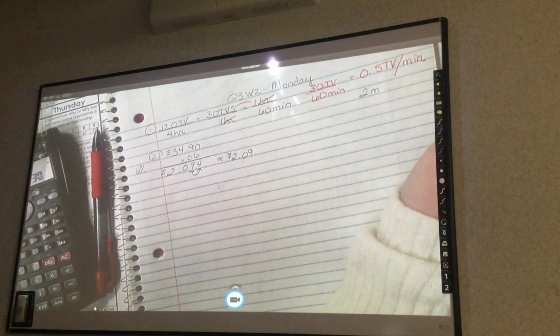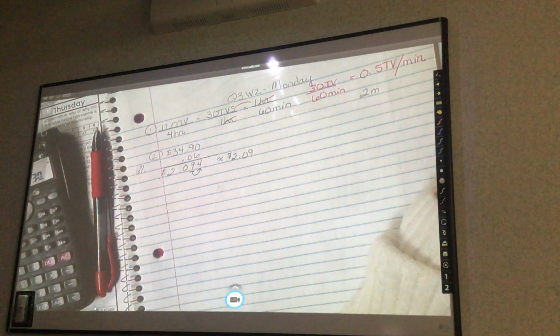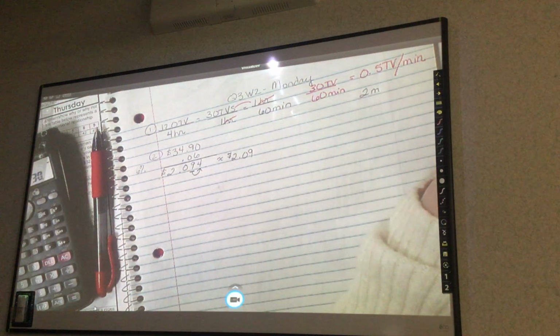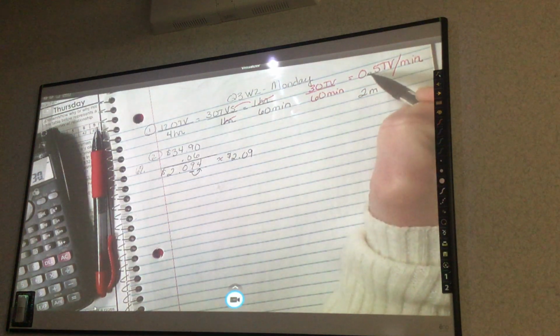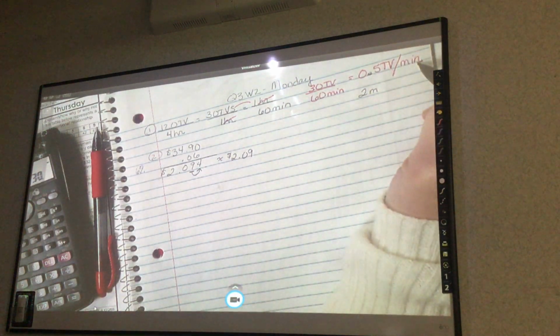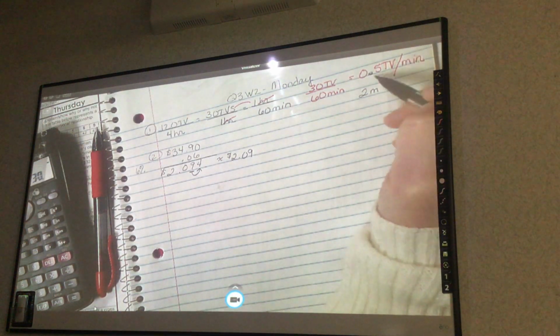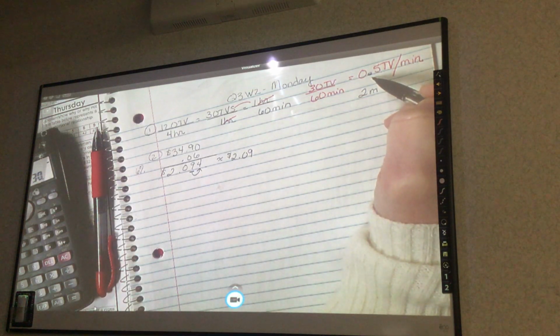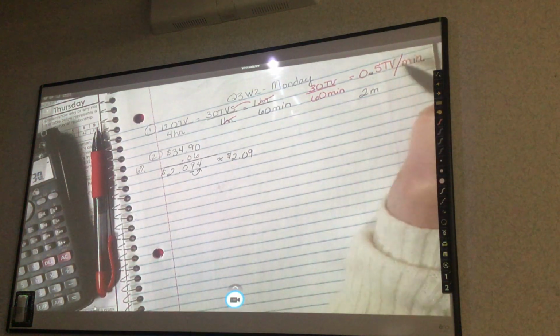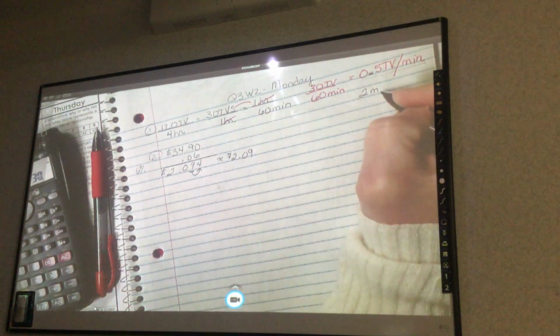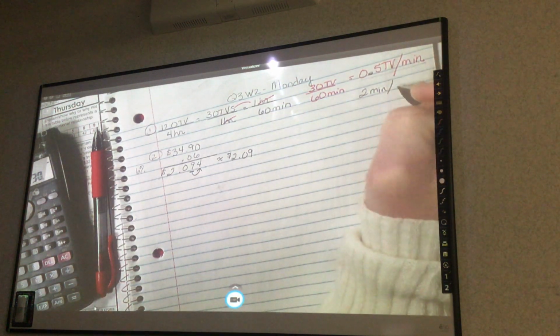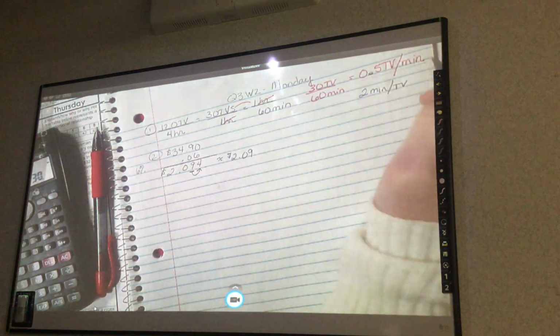Going back to number 1, it says how long does it take to make one TV? We said it was a half a TV per minute, so that's only a half a TV, right? We want to figure out how long it takes to make a whole TV. Well, we need 2 of those, so it'd be 2 minutes per TV.